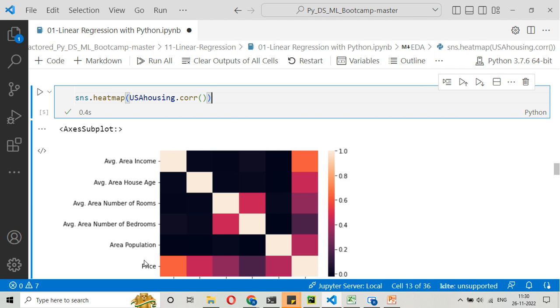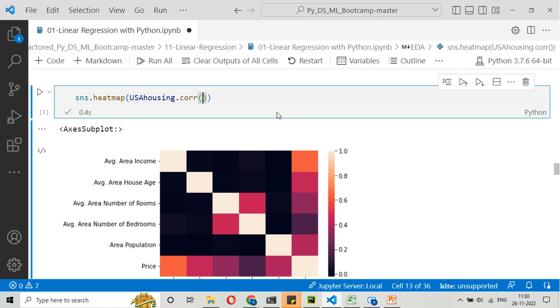So we are actually looking for price, right? You can see orange is also good. So for price, we can say average income is good, and average house age is also kind of greater than 50 maybe. And I think average number of rooms is less.